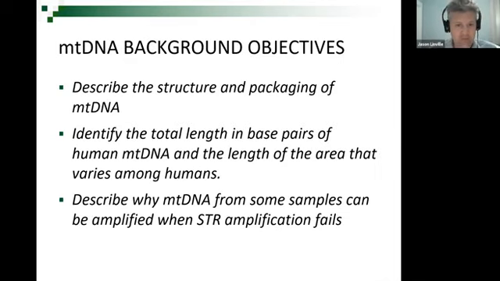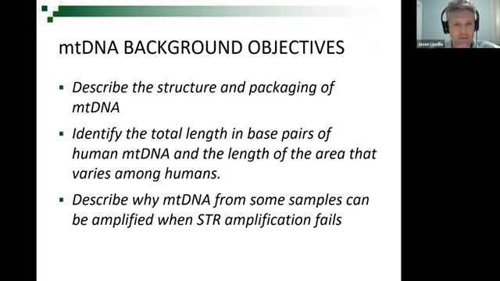Okay. So we want to review the structure of DNA and the packaging of DNA, that means not in chromosomes, is what I mean for packaging. So we're really going to contrast mitochondrial DNA with nuclear DNA, including the total length of mitochondrial DNA, which is going to be around 17,000 compared to 3 billion. And then also the length of the area that varies among humans.